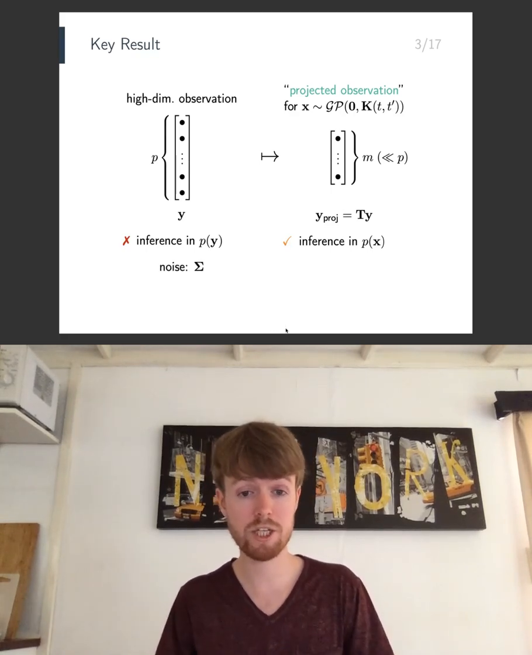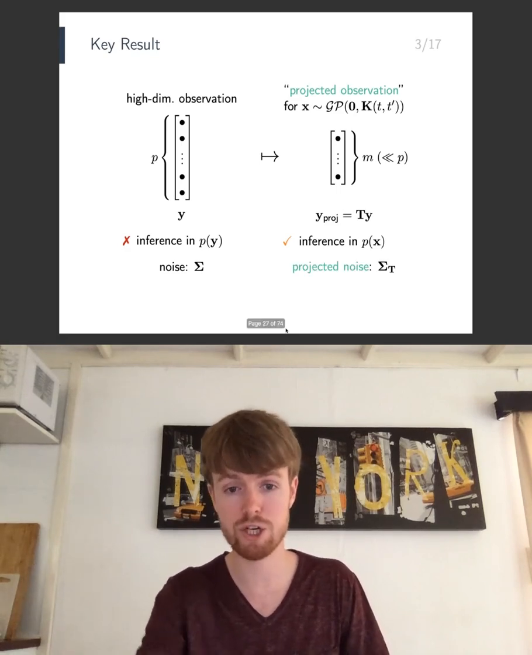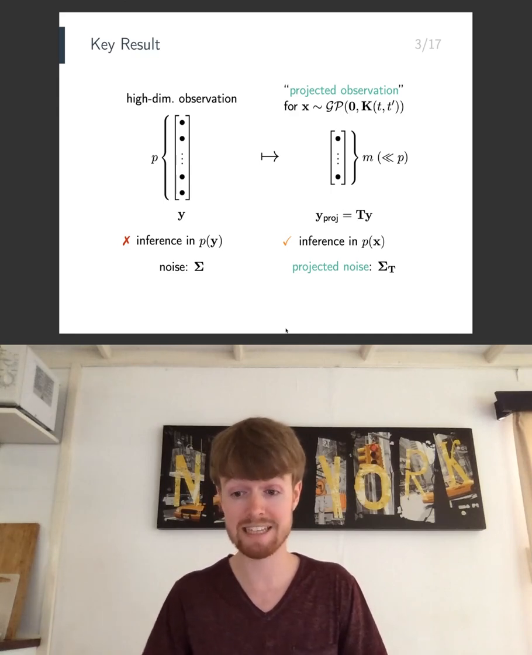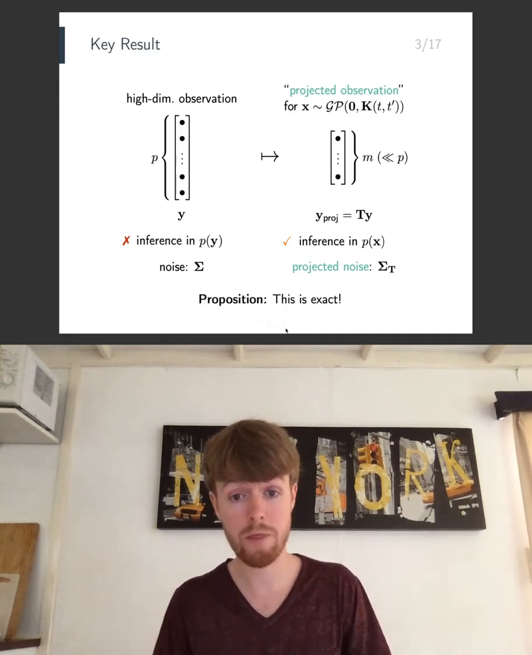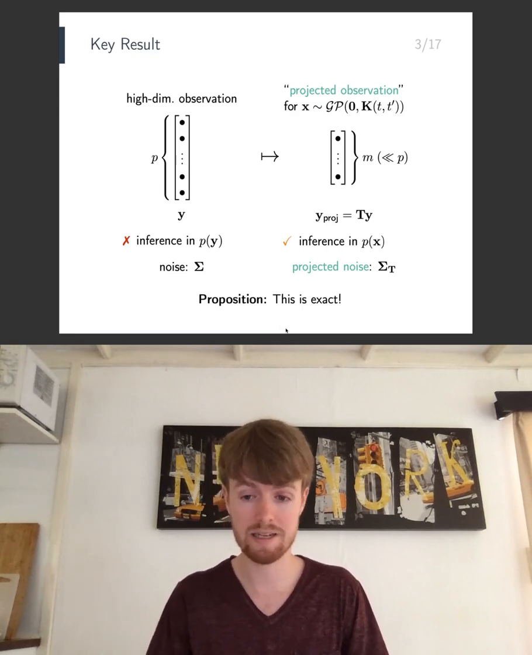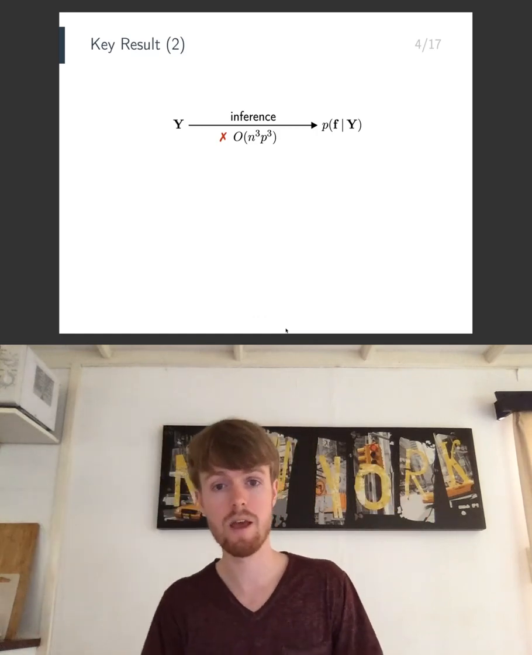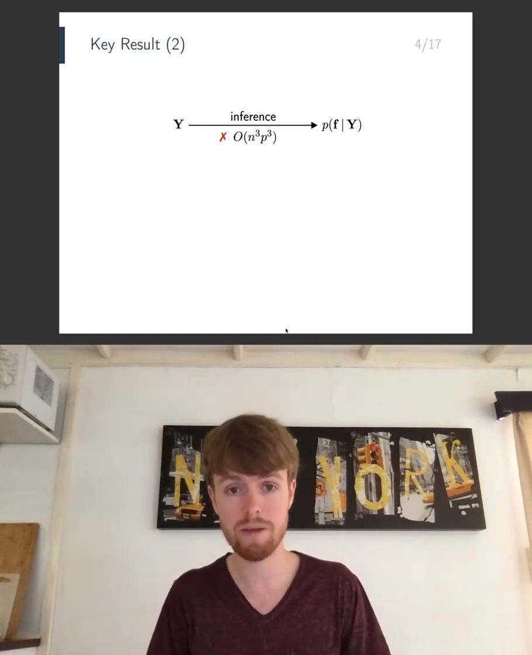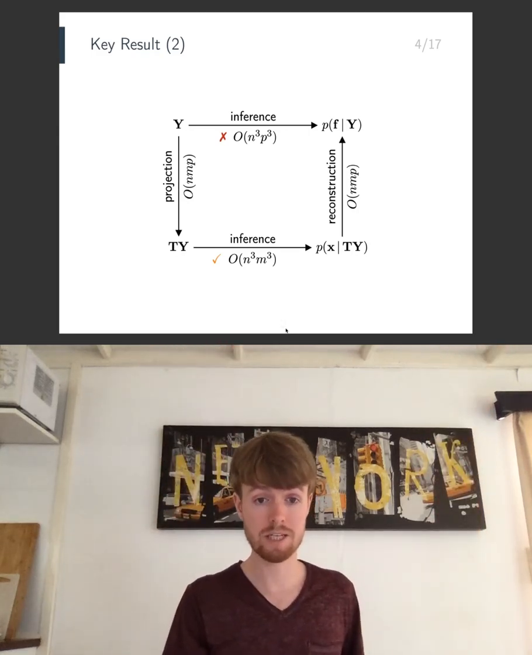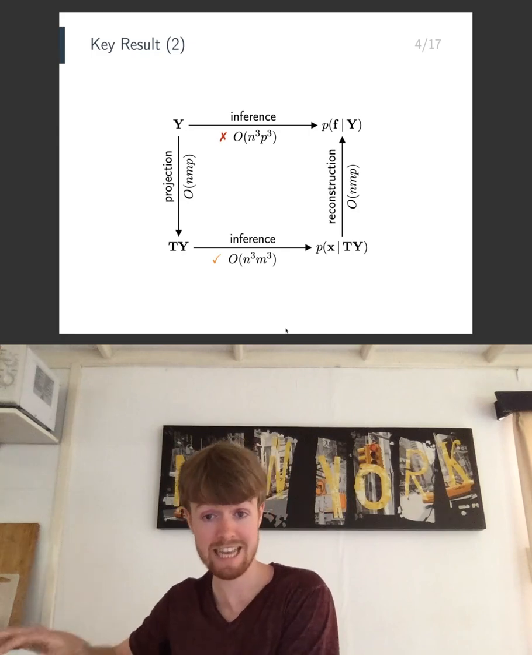The original observation was observed under noise sigma. If we then observe the projected observation under the projected noise sigma t, then in the paper we prove that this procedure is without loss of information. Inference remains exact. Hence, instead of performing inference directly in the high-dimensional space, which scales cubically with the number of outputs p, we can take our data matrix, project it down to m outputs, the space of the latent processes, and perform inference in the space of the latent processes instead.